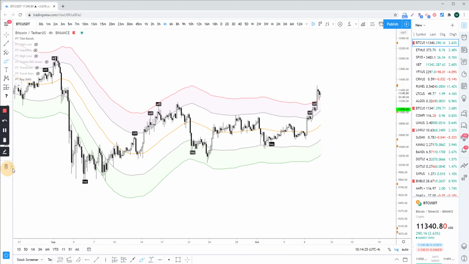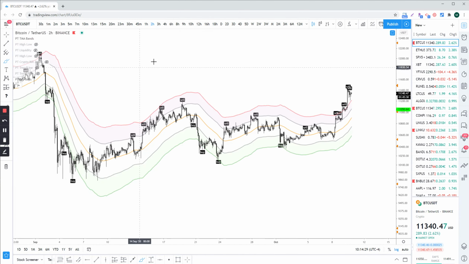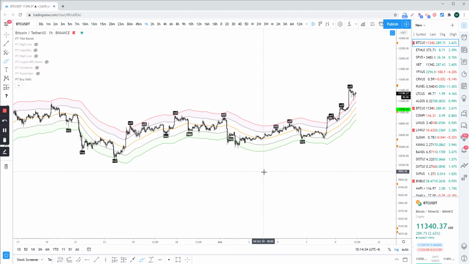So my favorite time frames when it comes to the signals, I'm going to tell you right now off the bat, I'll play the 1 hour left and right. The 1 hour is money. No matter what happens, the 1 hour is money.